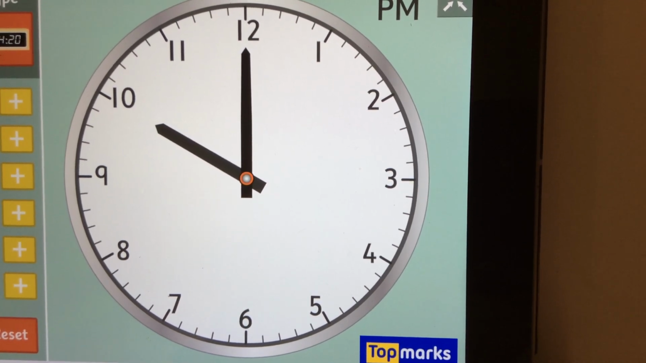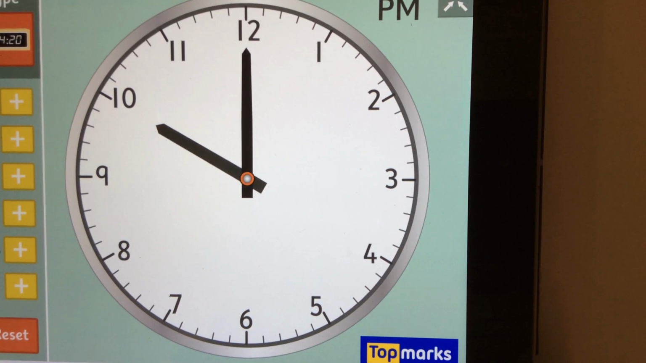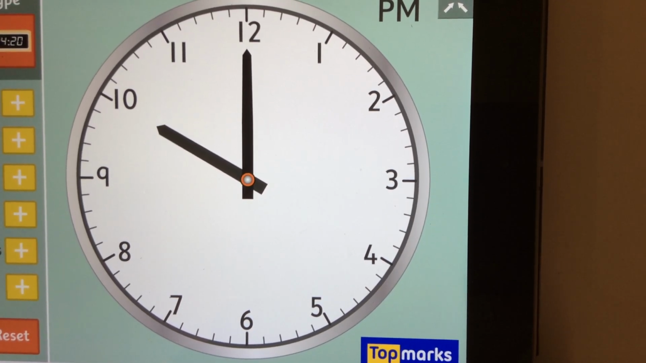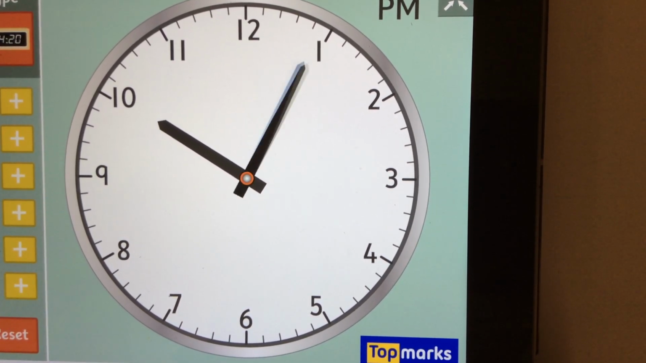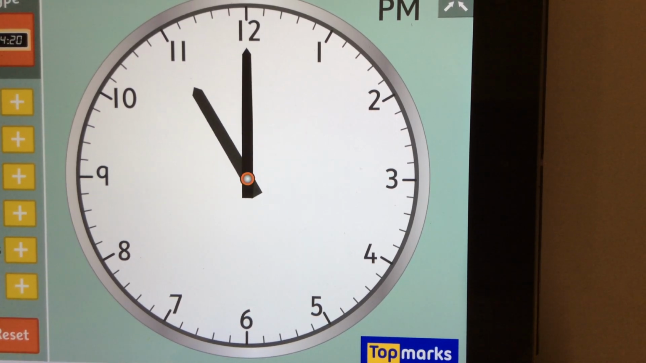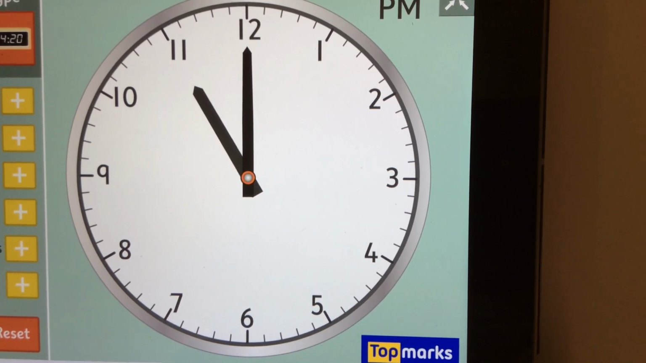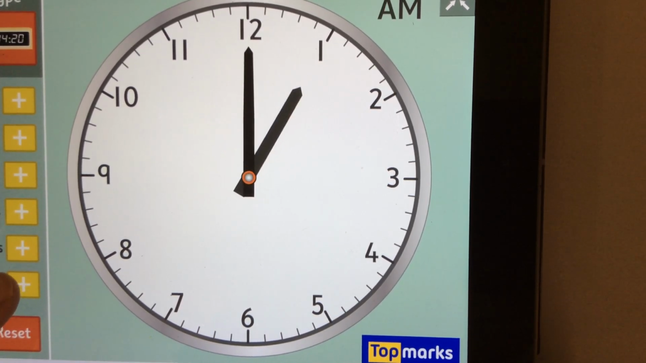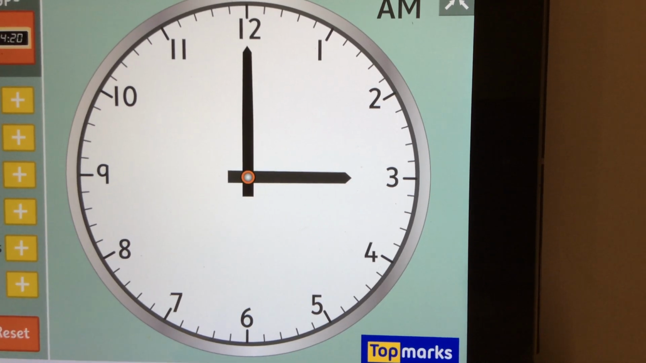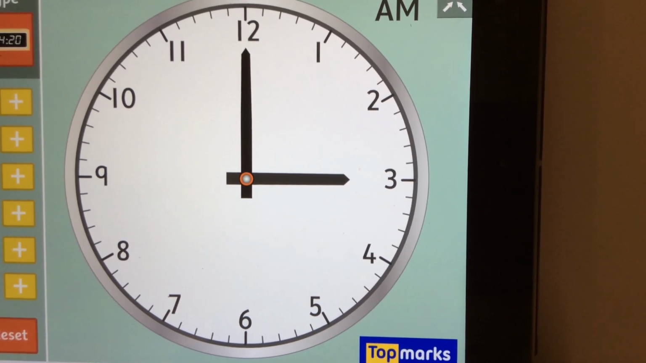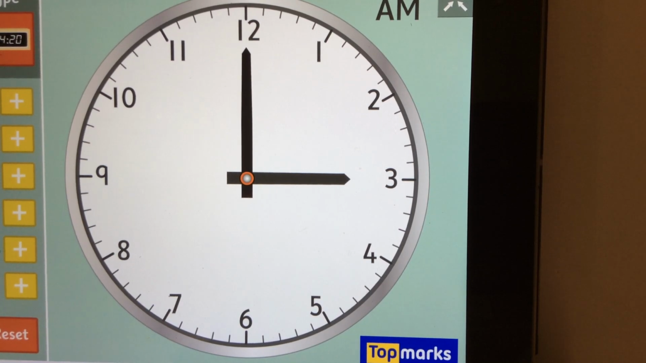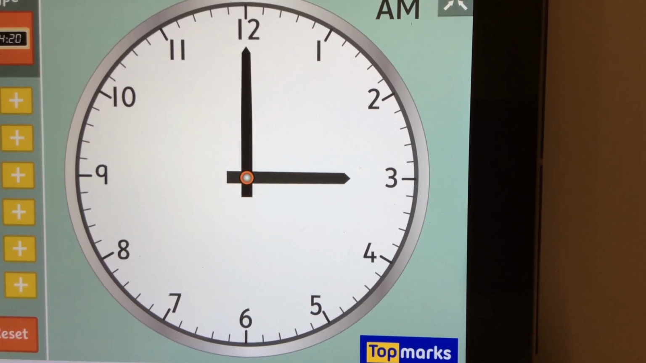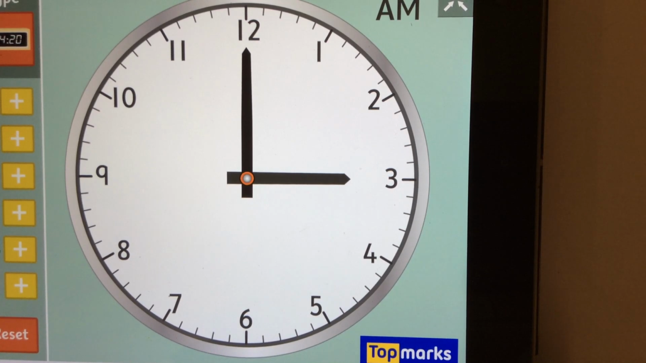Okay, here's a new time. Hit that pause button and write down what new time you have here. Here is the next time. If you'd like to hit that pause button and tell me what time you have here. Okay, here is the next time. So, look at the hour hand, what is it pointing to? Hit that pause button and write down what time you think you have here.